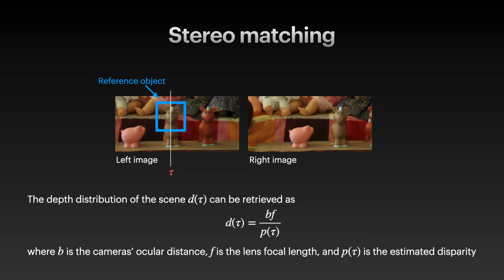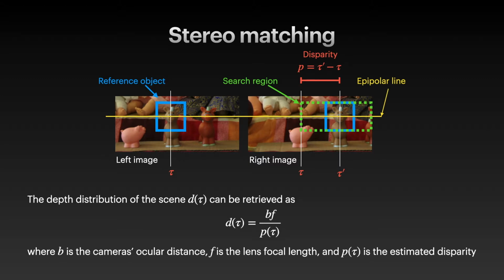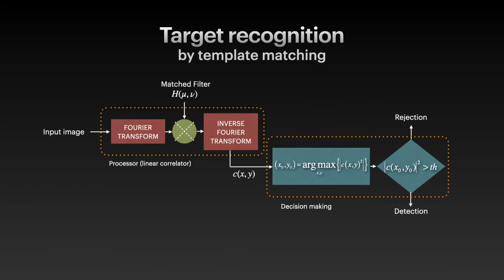The target in each image fragment is detected and located in the other stereo image, along the horizontal line, by linear correlation. The depth distribution of the scene can be retrieved from the estimated disparity map, the lens focal length, and the camera's ocular distance. The disparity map can be estimated by performing the linear correlation and using an adaptive matched filter.